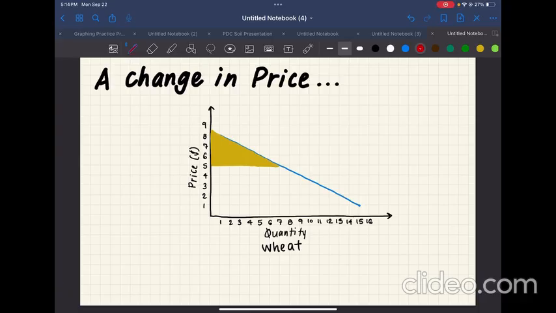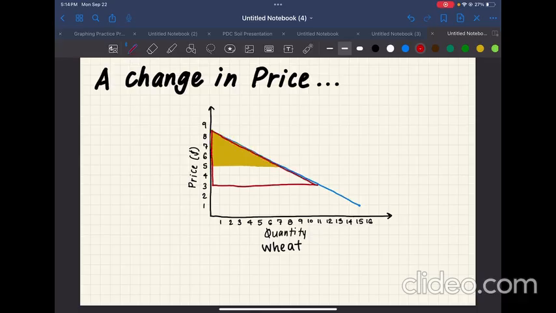So let's just say that there's a subsidy and it drops the price of wheat to $3. Right here, wheat is now $3 rather than $5. The consumer surplus then at $3 is the area of this whole triangle here.